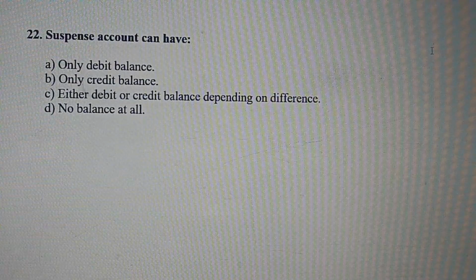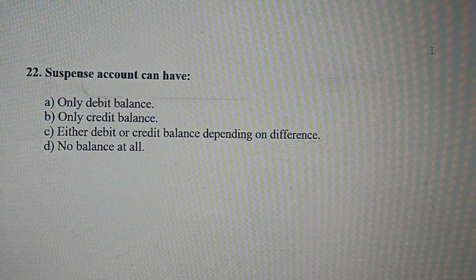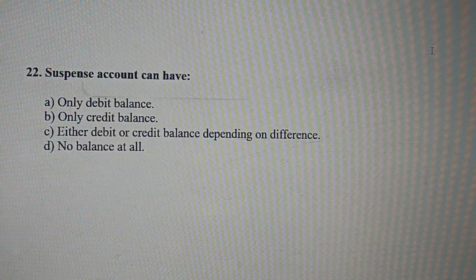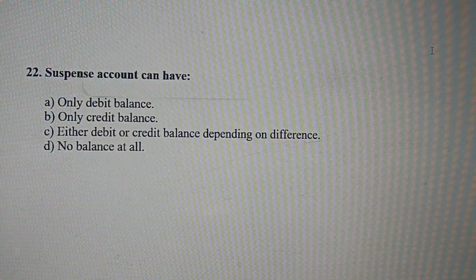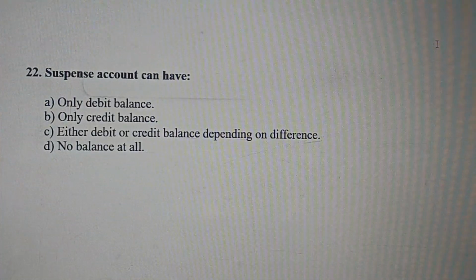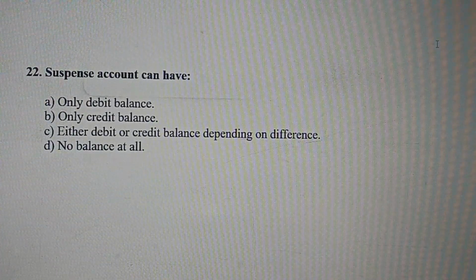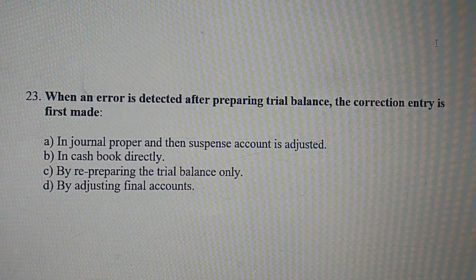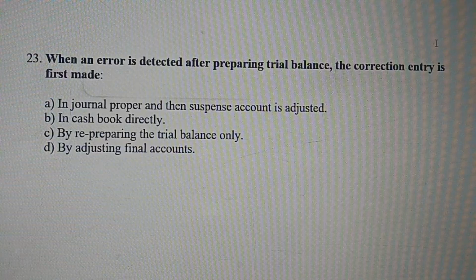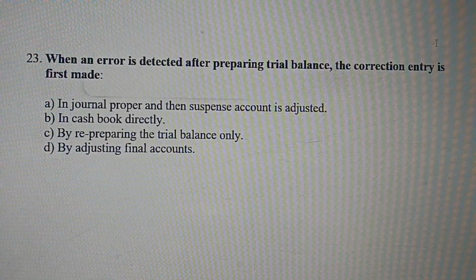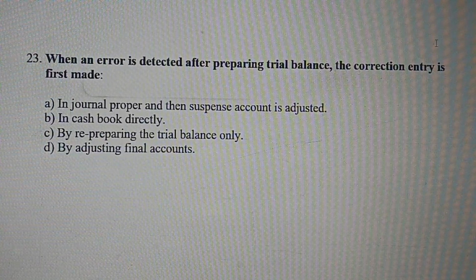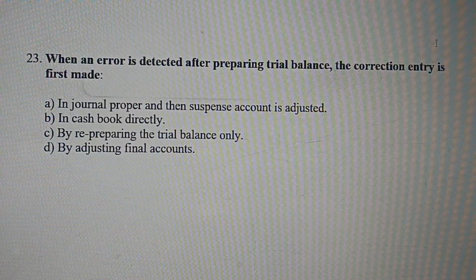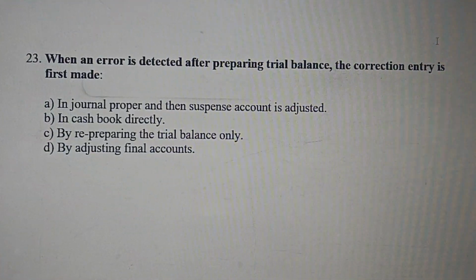The next question. Suspense account can have only debit balance, only credit balance, either debit or credit balance depending on difference, no balance at all. The next question. When an error is detected after preparing trial balance, the correction entry is first made in journal proper and then suspense account is adjusted, in cash book directly, by re-preparing the trial balance only, by adjusting the final accounts.